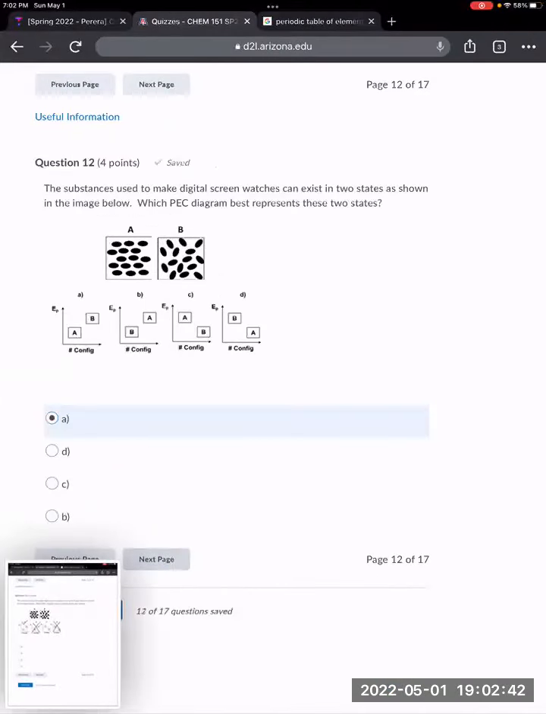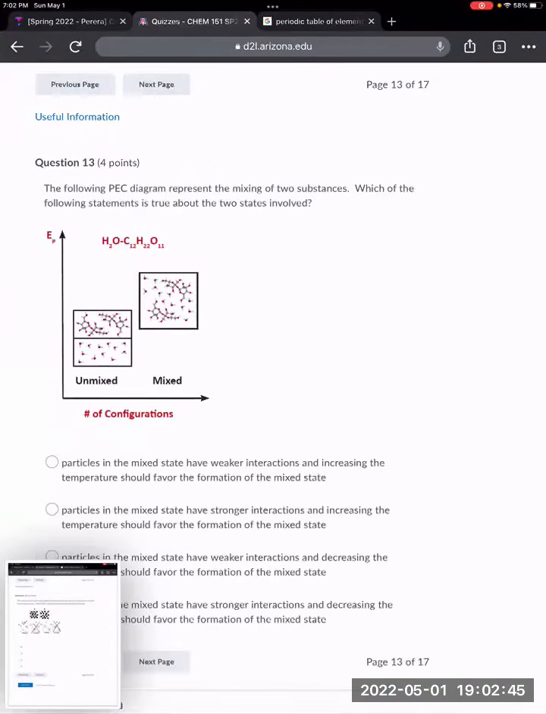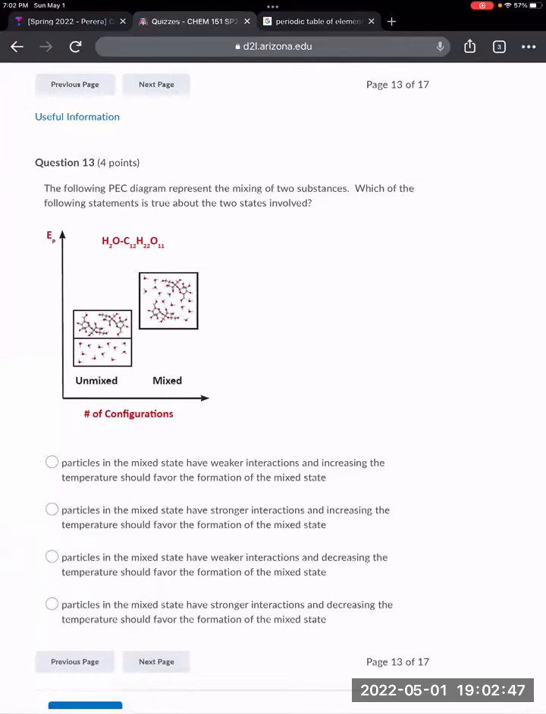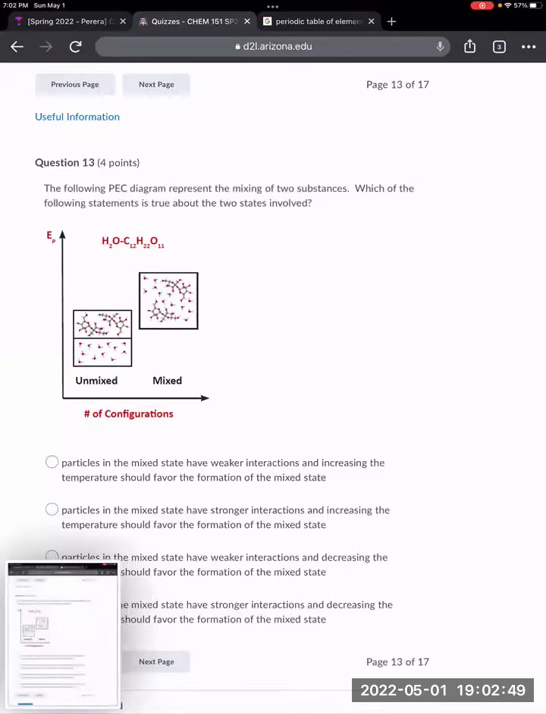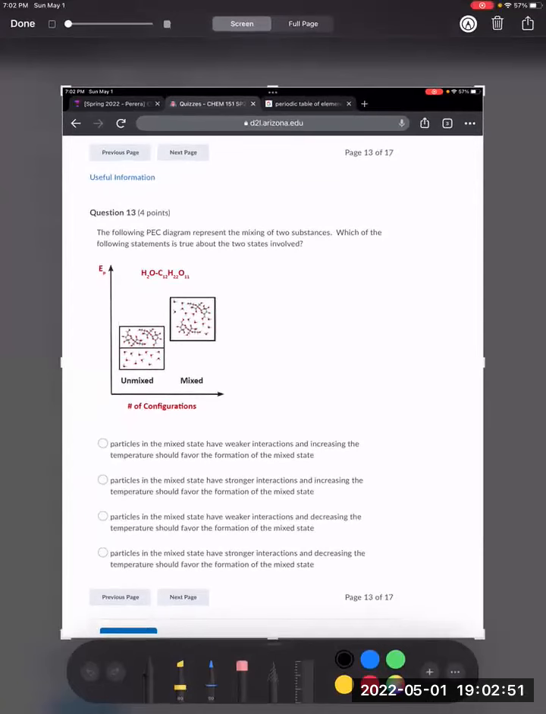Okay, moving on. In the PEG diagram, the question is asking which of the following statements is true. You have two statements. Let's read one statement to know what they're referring to. Particles in the mixed state have weaker interactions, so they're talking about the interaction strength. An increase in the temperature should favor the formation of the mixed state. So the strength of interactions and then how the temperature affects the states. That's the question here.